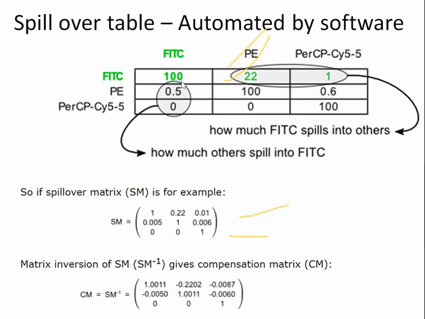So if you see, FTC is spilling over 22% into PE, and 1% into the PerCP channel. Similarly, PE is spilling 0.5% into the FTC channel, and 0.6% into the third channel. PerCP, the third fluorochrome, does not show any spillover in PE or FTC. It is detected only in the channel or detector dedicated for it. This is very important. This is called the spillover matrix, and when you take the inverse of the spillover matrix, it's called the compensation matrix. The actual compensation matrix I'll show you in the subsequent slides.